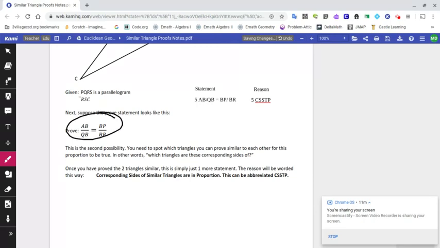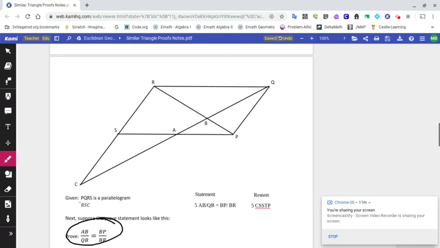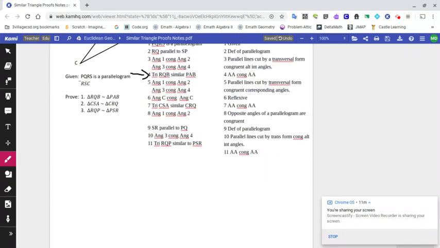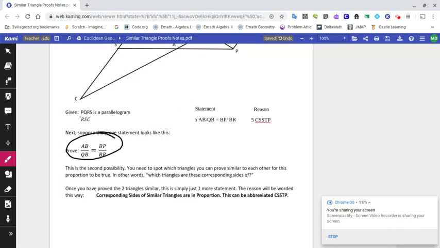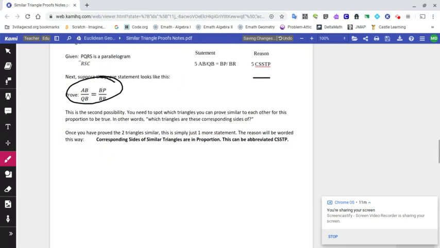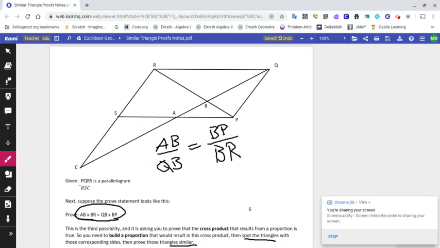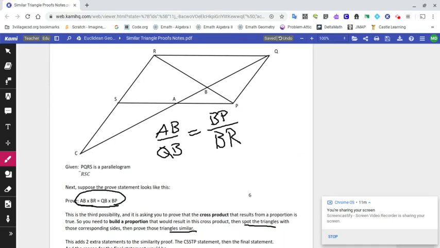So if this were your proof, you would have steps 1 through 4 here, proving the triangles similar. Then this would be step 5. You'd have the proportion, and then corresponding sides of similar triangles are in proportion. And your last statement here would be number 6. So I'll put it in here, number 6.